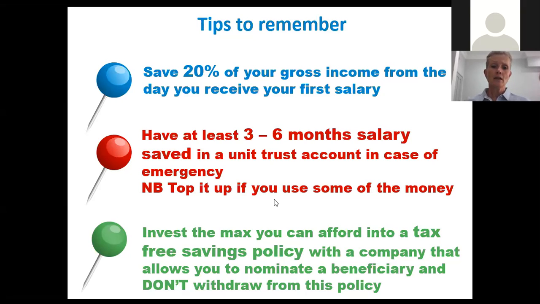The next thing that I think is critical, and I think COVID has probably taught us harder than anything else, is that you need at least 3 to 6 months salary saved in, and I always say here, a unit trust account in case of emergency.